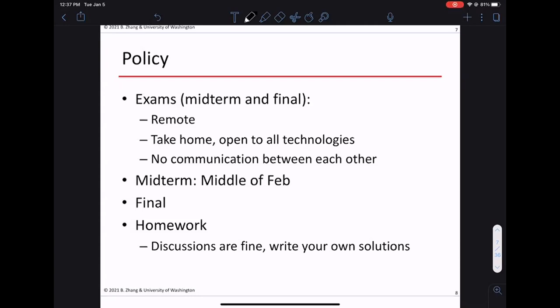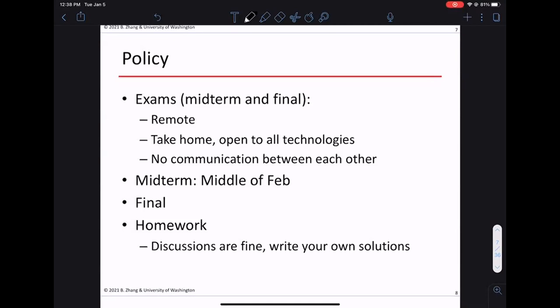The exams being take-home does not mean you need 12 hours to do it. It just makes it a bit easier since we have people all around the world in different time zones. So we'll make them take-home, 12-hour-long exams. The midterm will probably be mid-February. The final is whatever final time is set by the university.